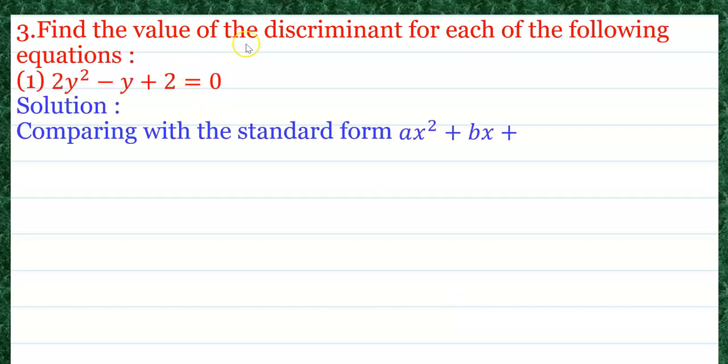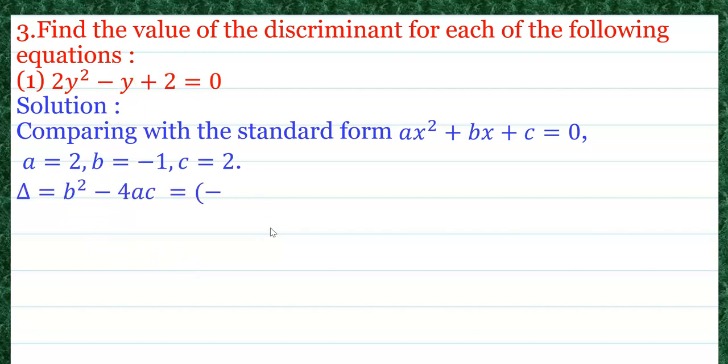Now the next question number 3. Find the value of the discriminant for each of the following equations. First बघा 2y square minus y plus 2 is equals to 0. Solution. Comparing with the standard form, ax square plus bx plus c is equals to 0. Okay. Here a is equals to 2, b म्हणजे minus 1, c is 2, and we will find out the value of the discriminant.